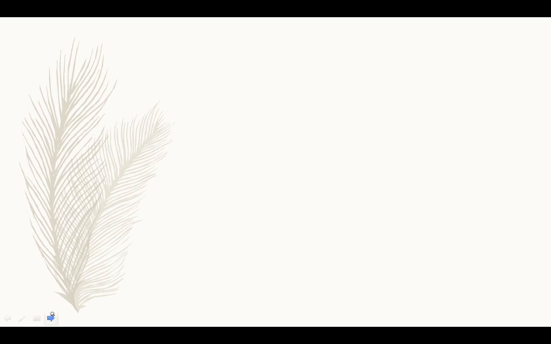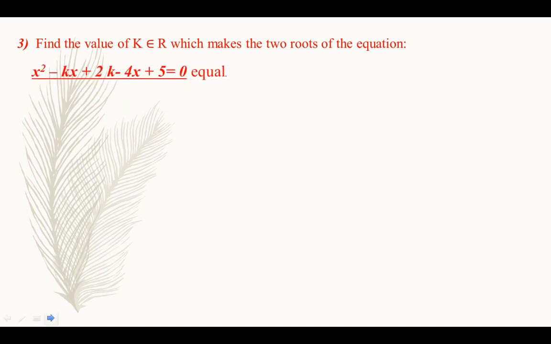Okay, let's go to another example. Find the value of k belongs to R, which makes the two roots of the equation x² minus kx plus 2k minus 4x plus 5 equal.